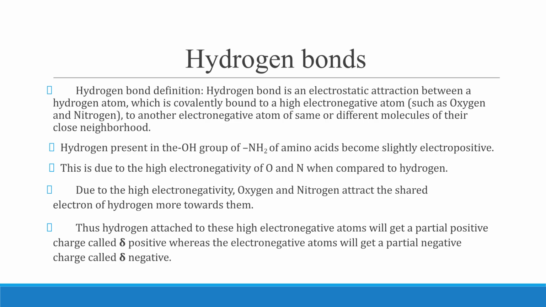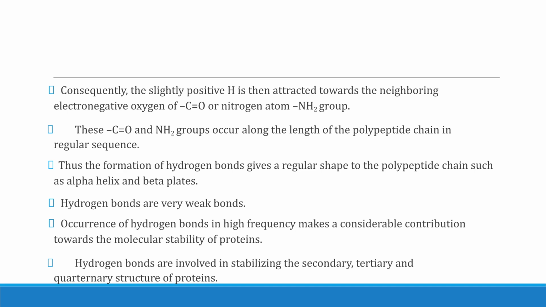A hydrogen bond is an electrostatic attraction between a hydrogen atom covalently bound to a highly electronegative atom, like oxygen or nitrogen, and another neighboring electronegative atom. The difference in electronegativity creates partial positive and negative charges. The slightly positive hydrogen is attracted to neighboring electronegative atoms like the oxygen in the carbonyl group or the nitrogen in the amino group.